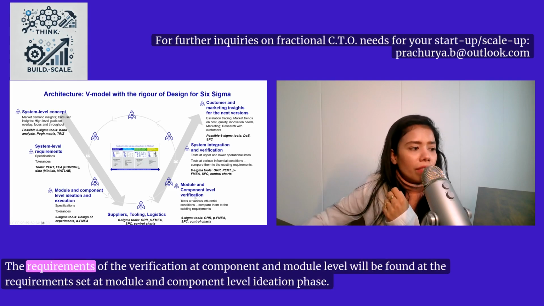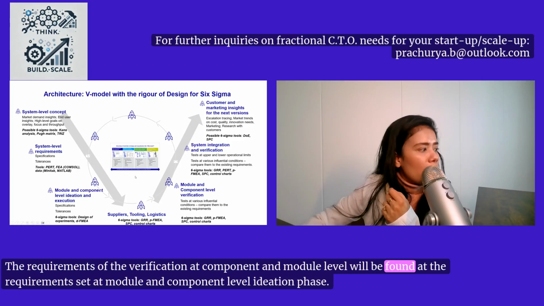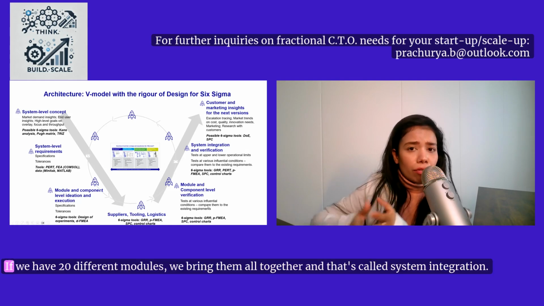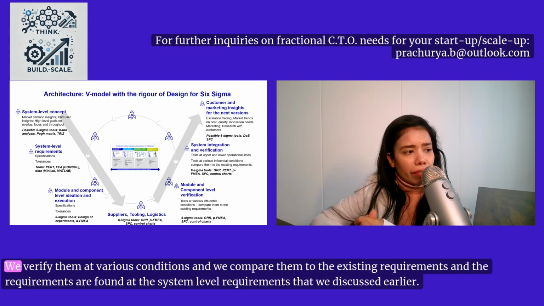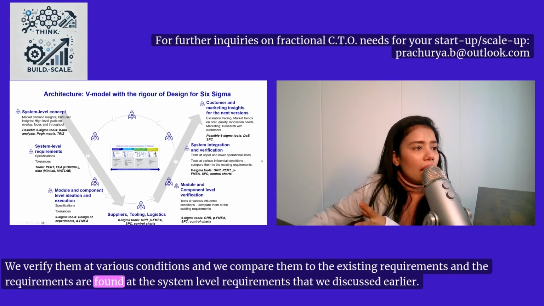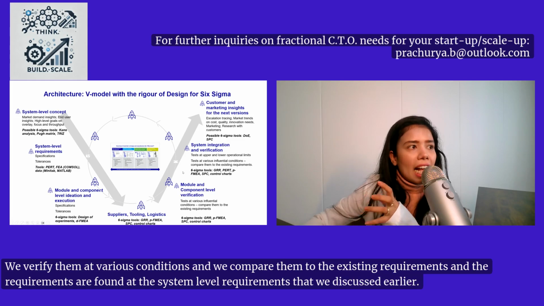The requirements for the verification at component and module level will be found in the requirements set at the module and component level ideation phase. If we have 20 different modules, we bring them all together, and that's called system integration. We verify them at various conditions, and we compare them to the existing requirements, and the requirements are found at the system level requirements that we discussed earlier.